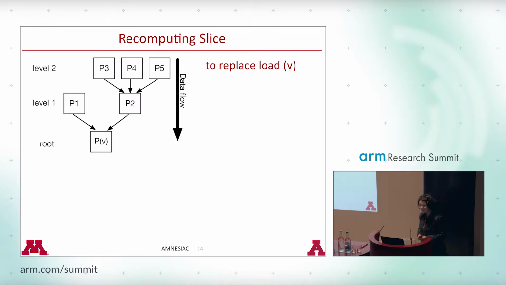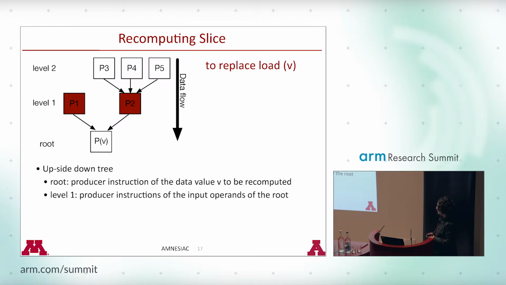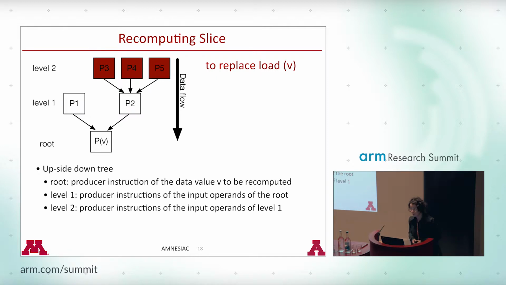Before moving forward, let us take a closer look at a recomputing slice. It is an upside-down tree where each node corresponds to an instruction. At the root, we have the producer instruction of the data value v, which is to be recomputed. Then at level 1 reside the producer instructions of the input operands of the root, and so forth and so on until we hit the leaves. The leaves are terminal instructions. Their input operands may be read-only data, such as program inputs, so these input operands won't have any producers, or they may also be constants.